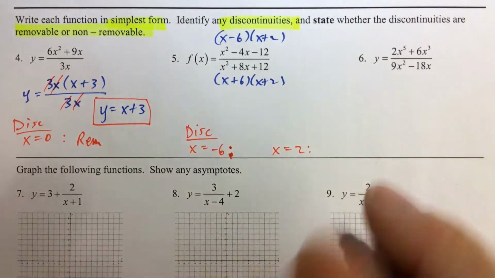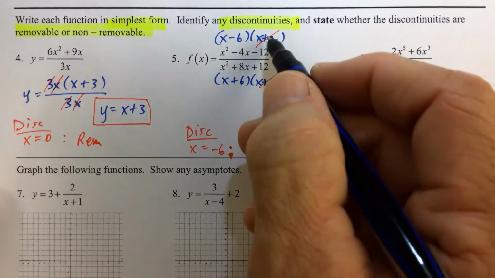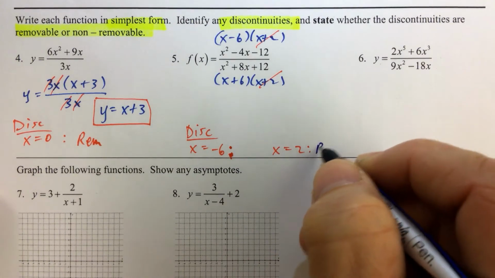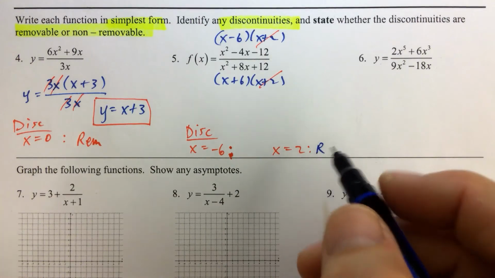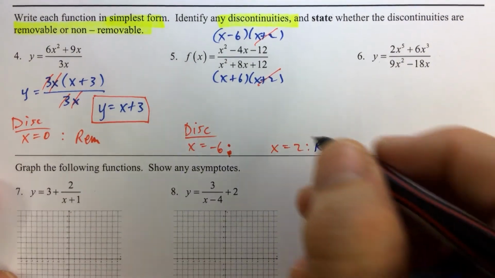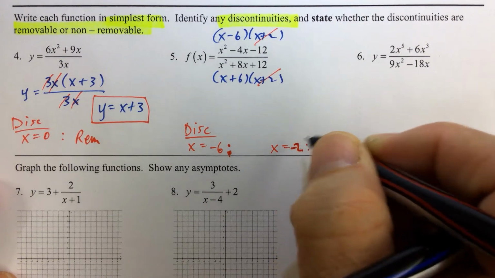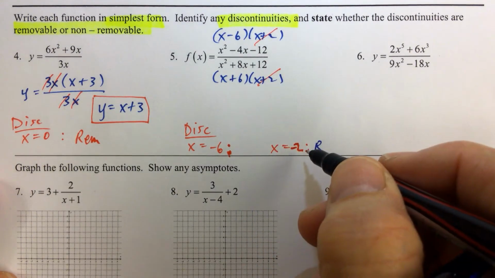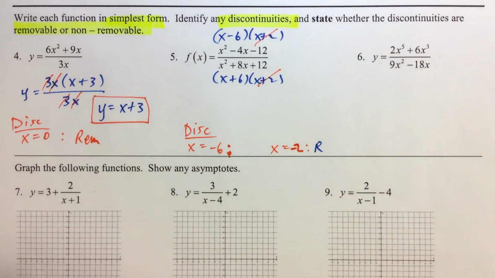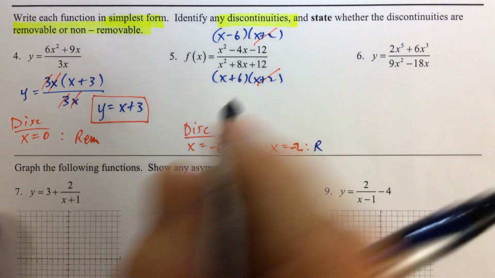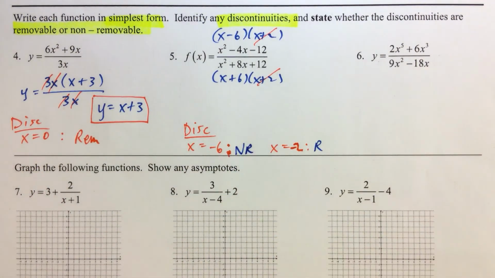So x equals negative 6 does not get removed, but x equals negative 2, so the x plus 2 factor gets removed. So we're going to call it a removable discontinuity. Oh, sorry. That should be an x equals negative 2. You probably knew that already, and you're waiting for me to make that correction. That's an x equals negative 2. And so that is removable, because the x plus 2 factor got canceled. And the negative 6, x plus 6 didn't get canceled, so it's a non-removable discontinuity.